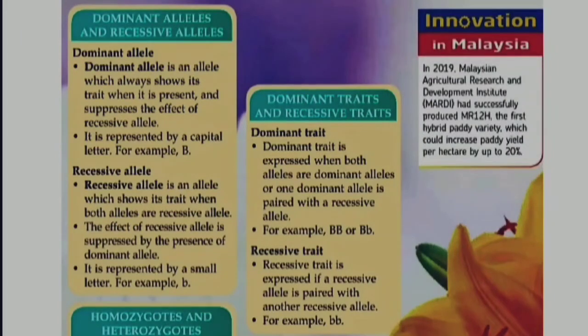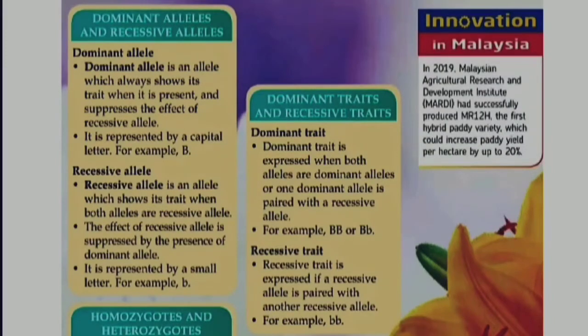Okay, for dominant traits and recessive traits. A dominant trait is expressed when both alleles are dominant alleles, or one dominant allele is paired with a recessive allele. For example, a capital letter double B, or a capital letter B and a small letter b. A recessive trait is expressed if a recessive allele is paired with another recessive allele. For example, a double small letter b.